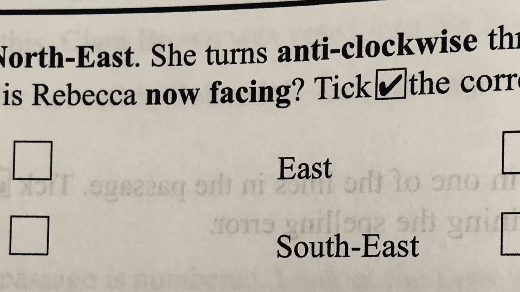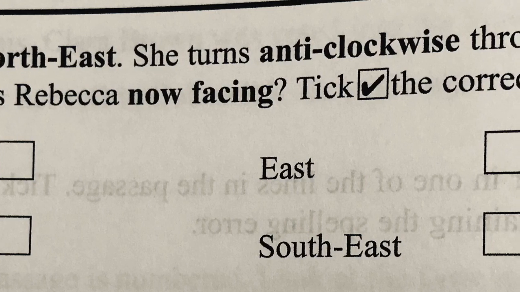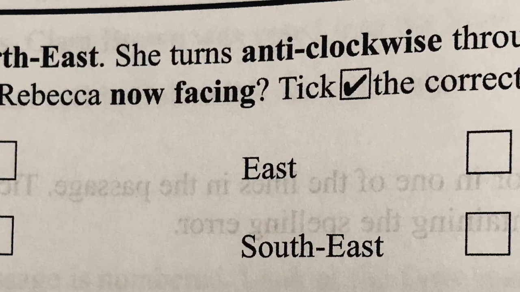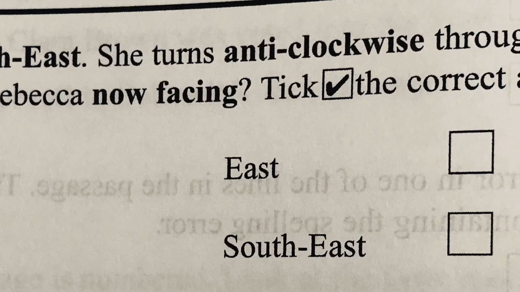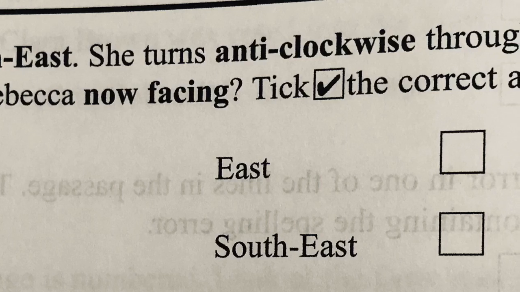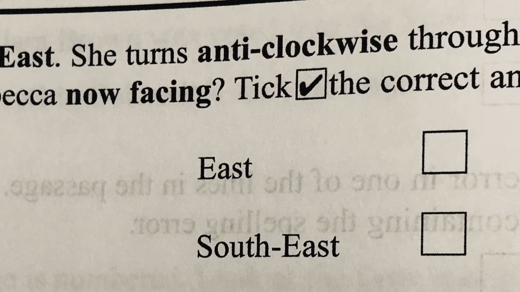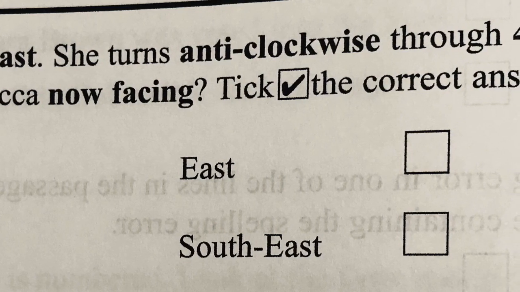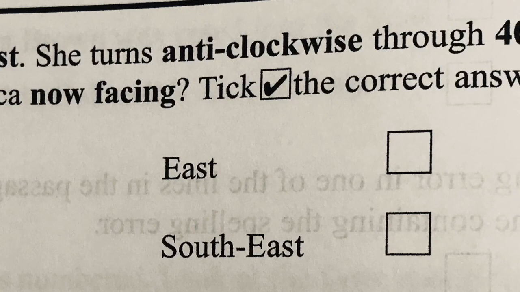So now we know that a quarter turn is 90 degrees, so we're going to take that information to work out that 45 degrees is going to be half of a quarter turn. So we're taking half of a quarter turn or a 45 degree turn from northeast in an anti-clockwise direction, leaving us facing north. So our answer in this question is north.